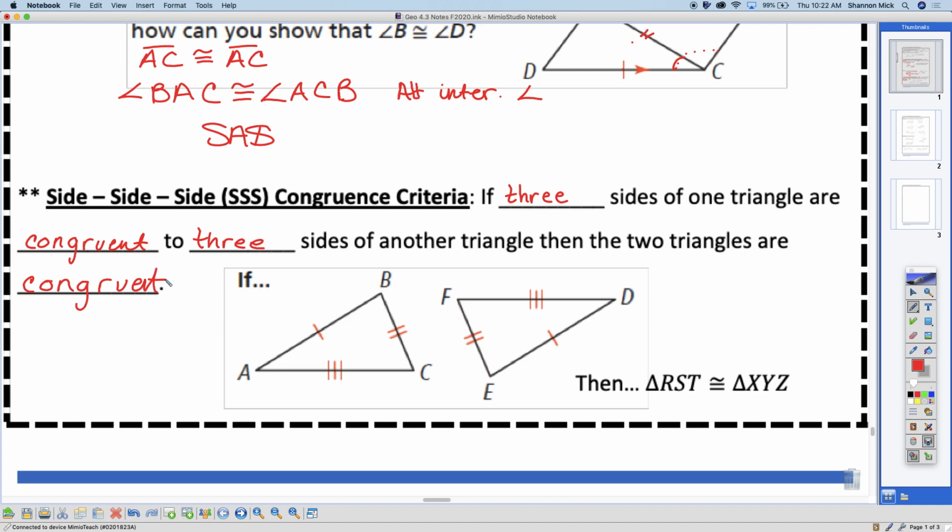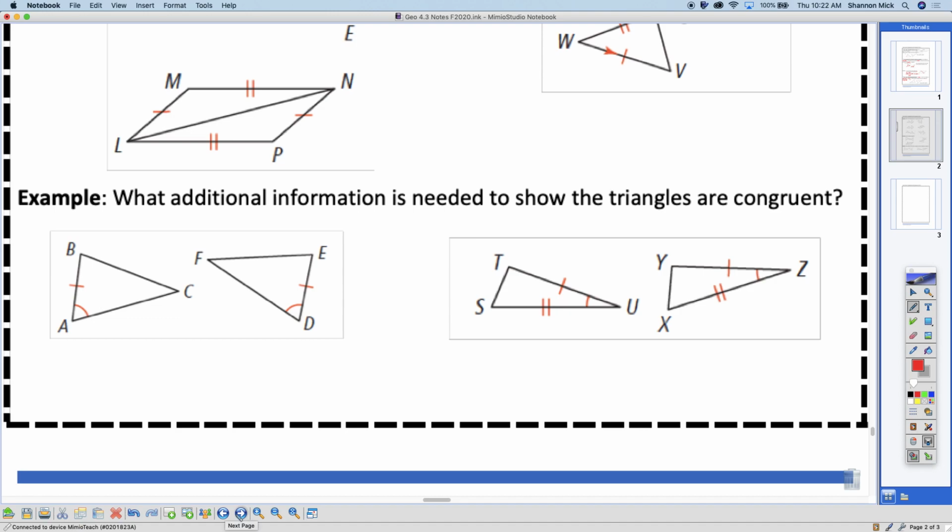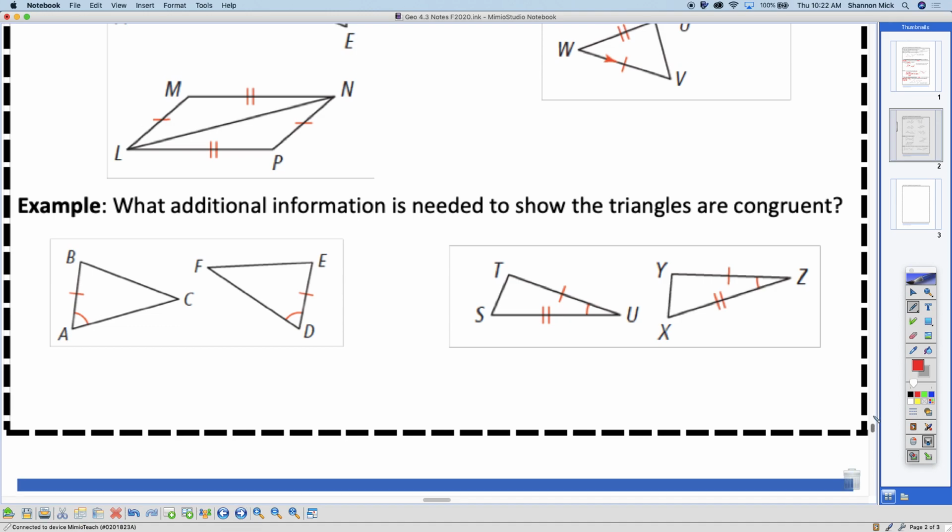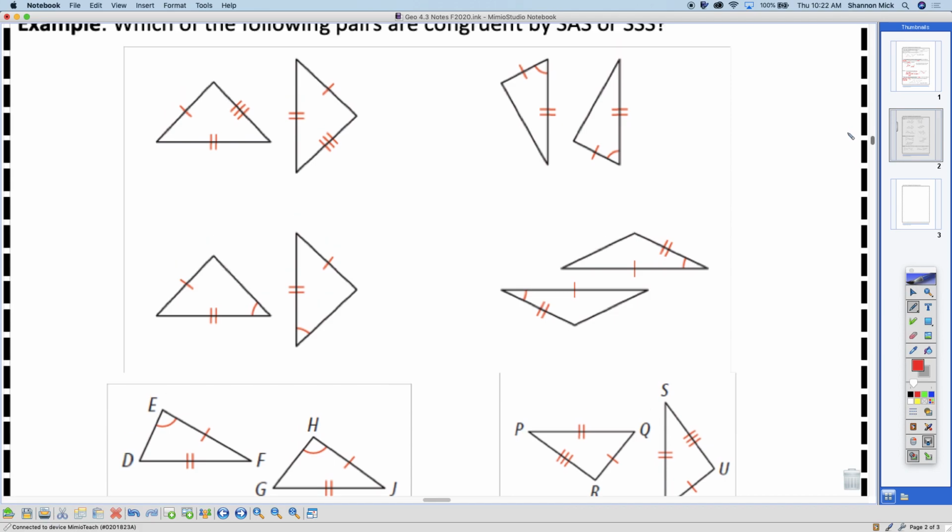We have side, angle, side. So 2 sides and what angle? Included, the one between them, right? Or side, side, side. We have those 2 today. So we're going to be using those to decide whether things are congruent or not. We're also going to be thinking about what other information I would need for it to work.